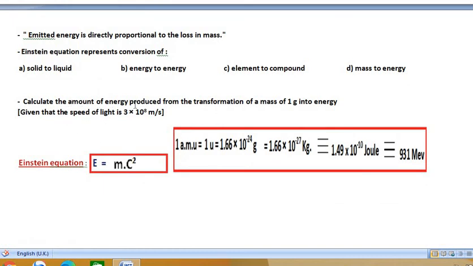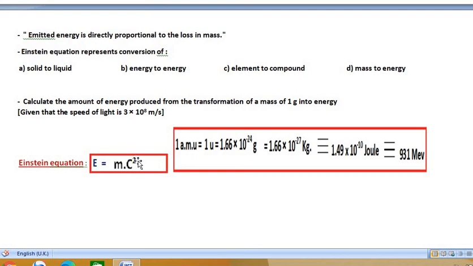Calculate the amount of energy produced from the transformation of a mass of 1 gram into energy, given that the speed of light is 3 by 10 to the power 8 meter per second. You can use this law. Also you can use this law. Substitute by m by 1 over 1000, because m here must be in kilogram, but here the unit is gram. So 1 over 1000 is m, multiplied by the speed of light, 3 by 10 to the 8 square.